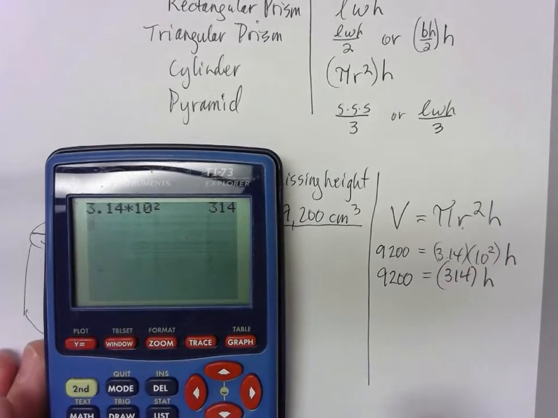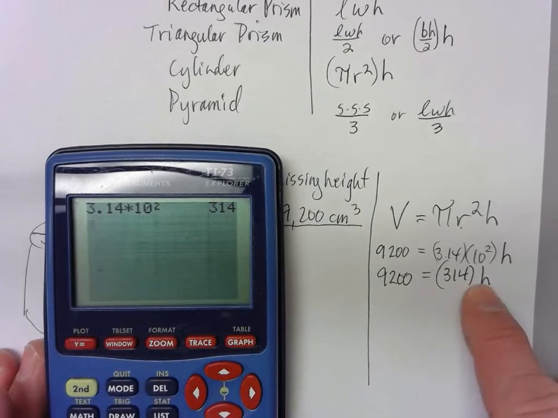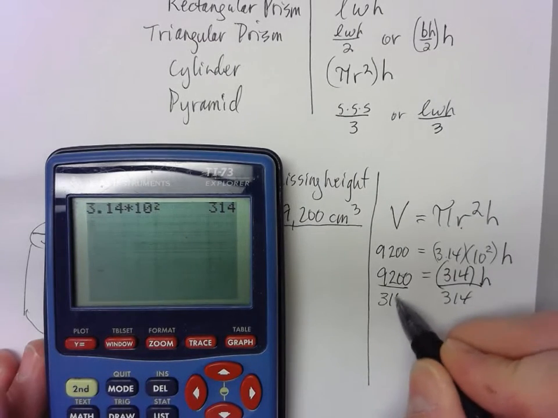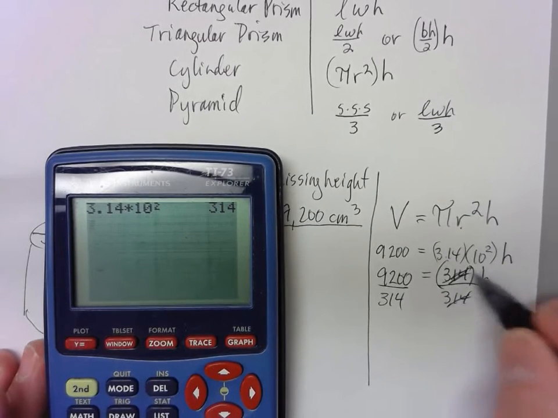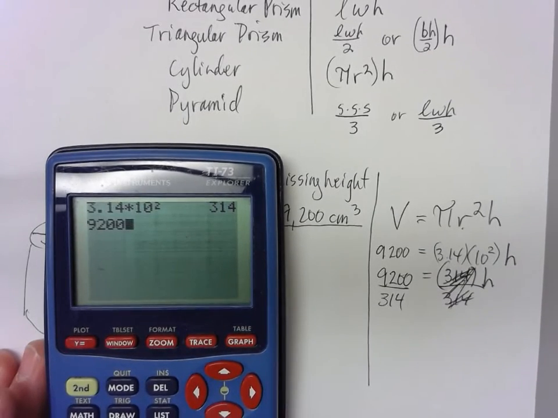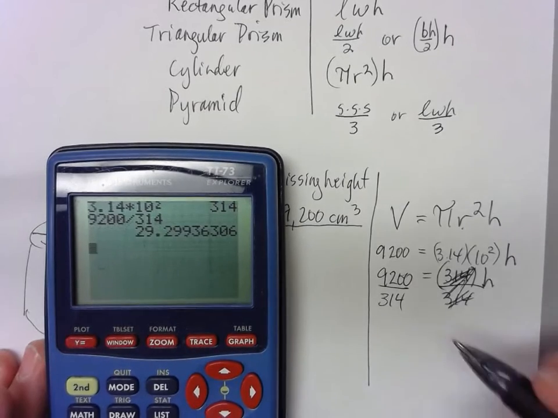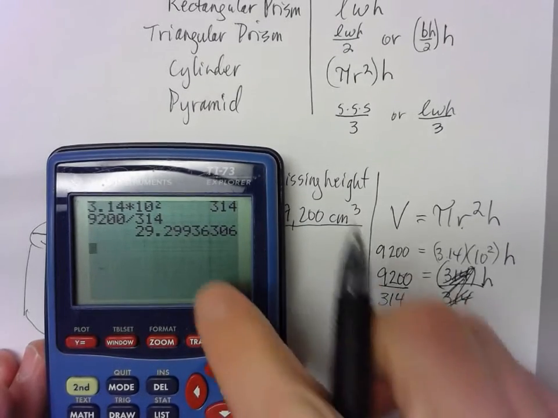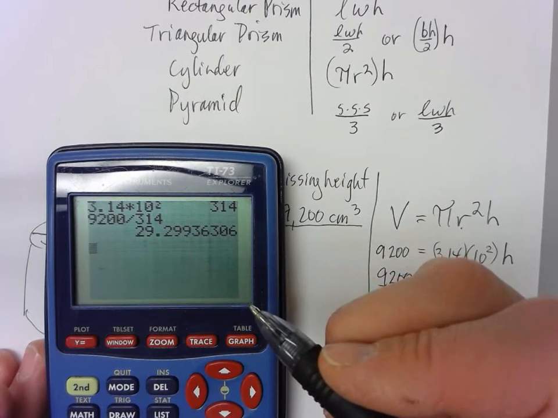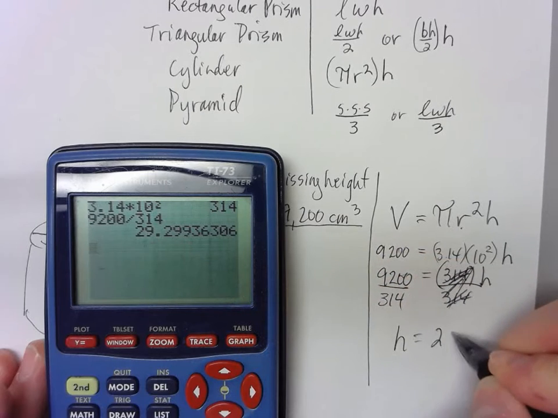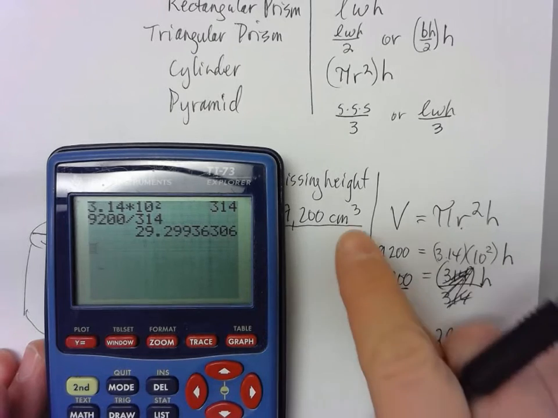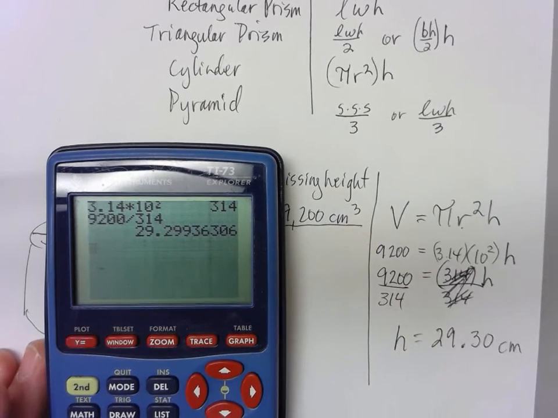Alright, and like we talked about before, that's a one-step equation. The inverse of multiply is divide. I'm going to divide by 314 on the right, which means I need to divide by 314 on the left. So of course those cancel out to a 1. And then 9,200 divided by 314 would mean the height of this particular cylinder would be about 29 and 3/10, or you could write it as 29 and 30 hundredths if you wanted, and that would be centimeters, because our unit was centimeters cubed, so we know the height would have to be in centimeters.